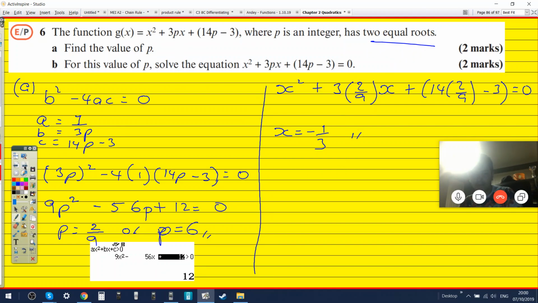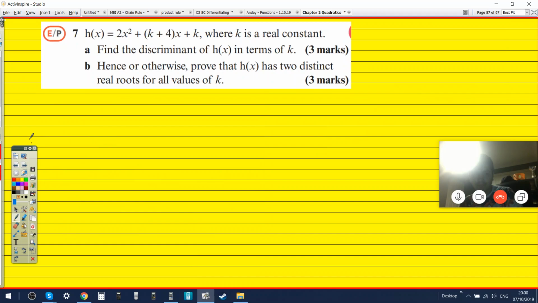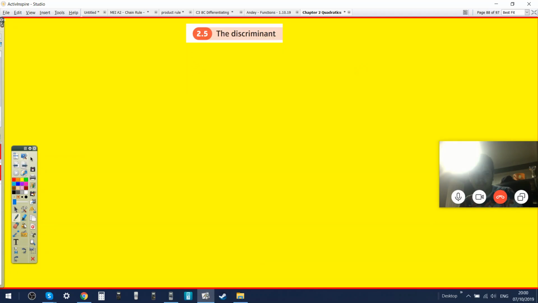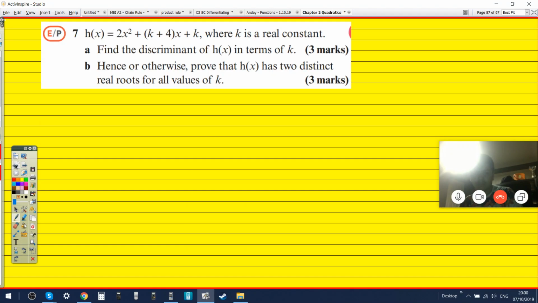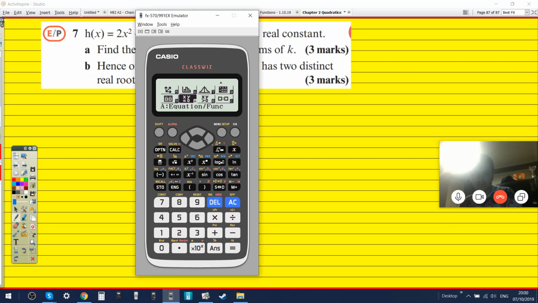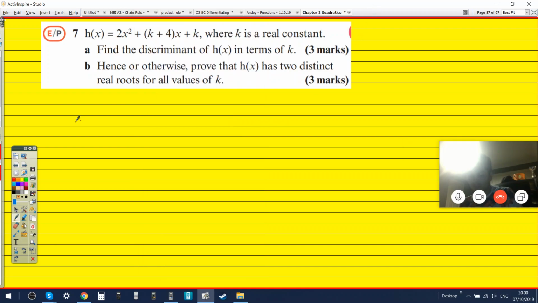Yeah. So that's it. So there were some more for discriminant, but there's only one more. So for discriminant, for this next one, it was 2 distinct real roots. So that's when you would do the inequality solver, which makes your life easy.